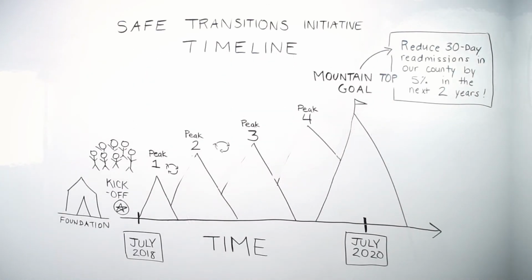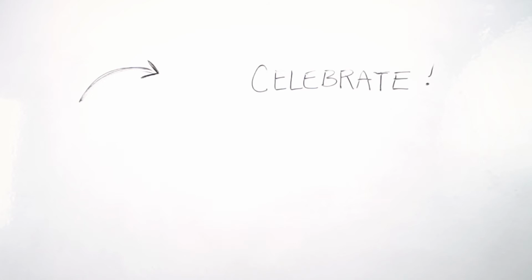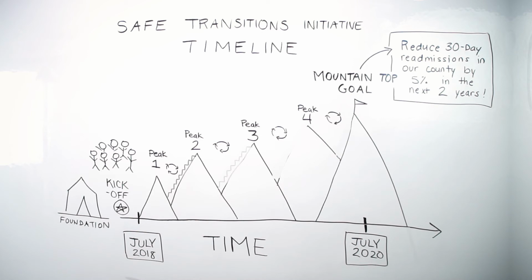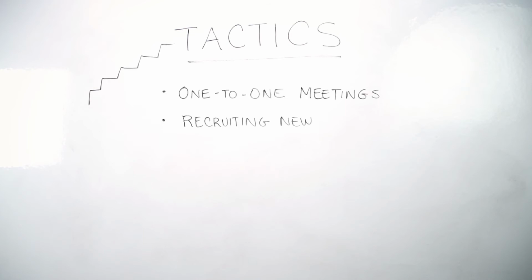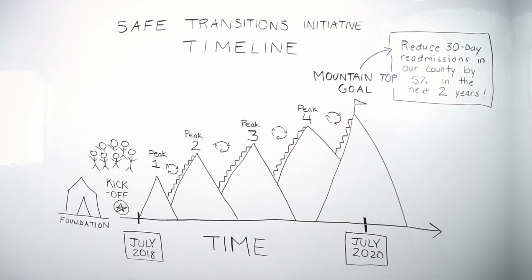In between each peak goal, take time to celebrate, reflect, and make adjustments as needed. Celebrate your achievements. Reflect on what led to success or failure. Adjust your next peak goal and make improvements to your tactics based on what you've learned. Remember that tactics are the small steps or actions you take to meet the next peak goal. Some examples of tactics are one-to-one meetings, recruiting new coalition members, coalition meetings, implementing improved processes in your facilities, and training or education.